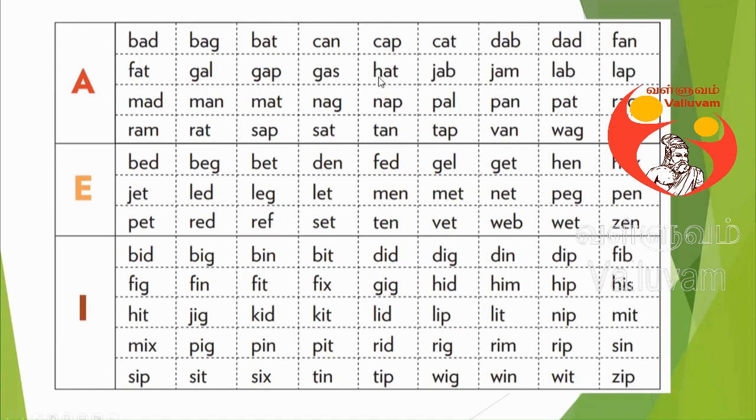And either try panningala, H A T. Head. Either try pannunga, H A T. Hat. Good. Adutathu J A B. Jab. Good. J A M. Jam. Good. L-A-B.